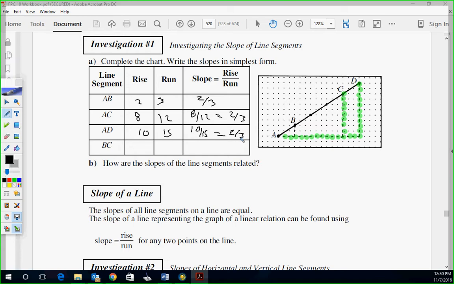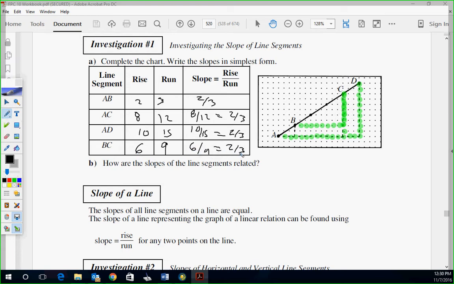And last one, BC. I know this is kind of tedious, but here we go. 1, 2, 3, 4, 5, 6, 7, 8, 9. So I get 9 for my run. And then up here, 1, 2, 3, 4, 5, 6. 6 over 9.